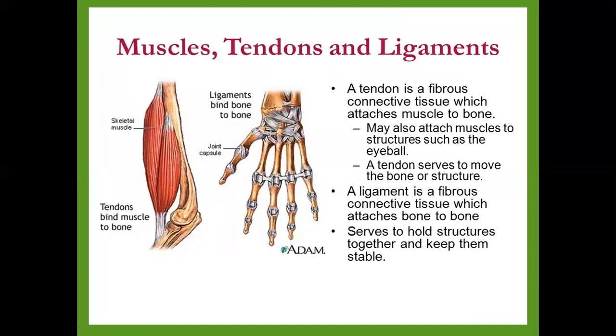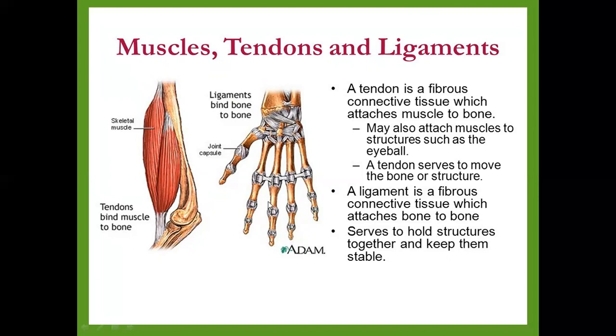Now here you can see in detail about muscles, tendons and ligaments, and also this picture. This one is the tendon. It is a tough band, and it consists of fibrous connective tissue which attaches muscle to bone. This is the bone, and these are the skeletal muscles, and tendons join these muscles to the bone.